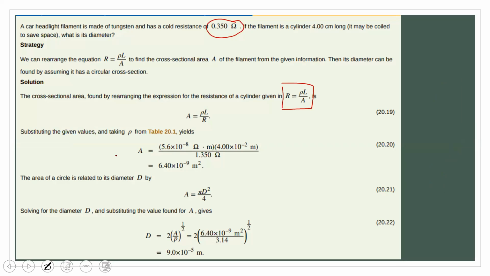And R is rho L over A. If you rewrite it, the area A is rho L over R. So after you substitute, you will find that the area of the wire here is 6.4 times 10 to the power negative 9. This is the area. But it didn't ask me to find the area. He asked me to find the diameter.